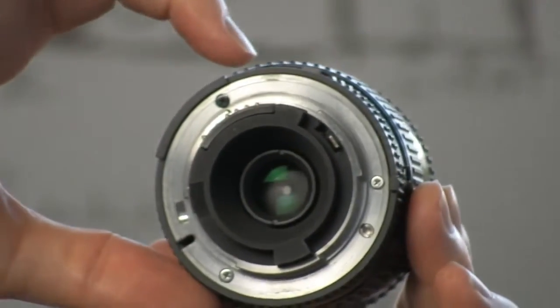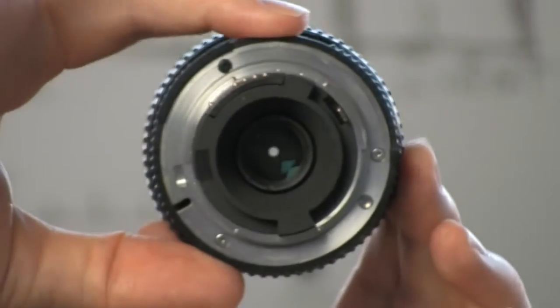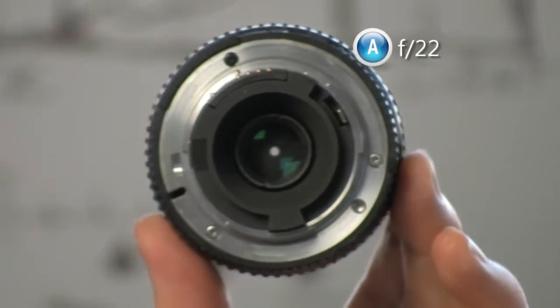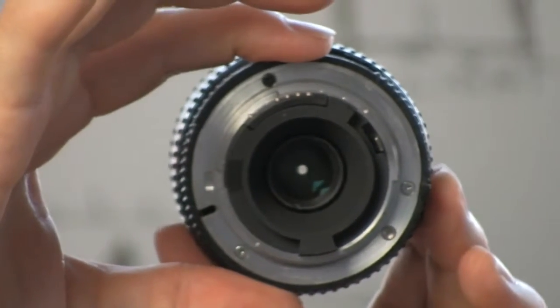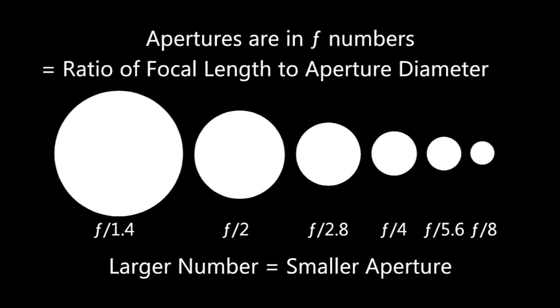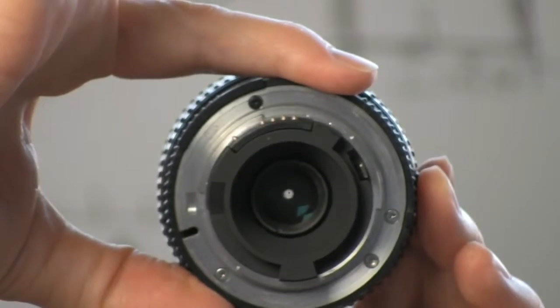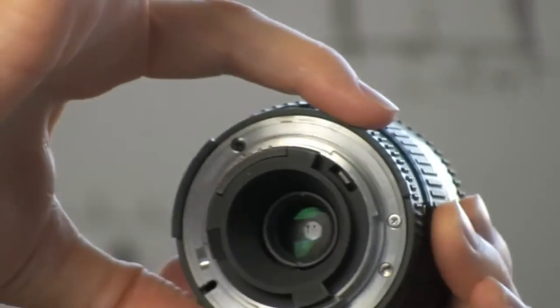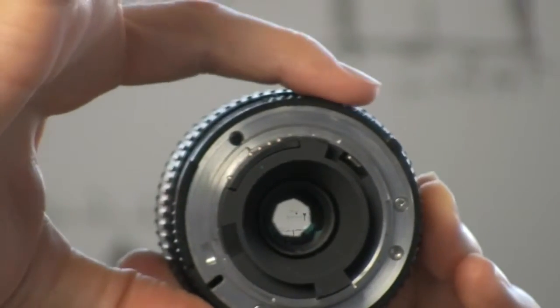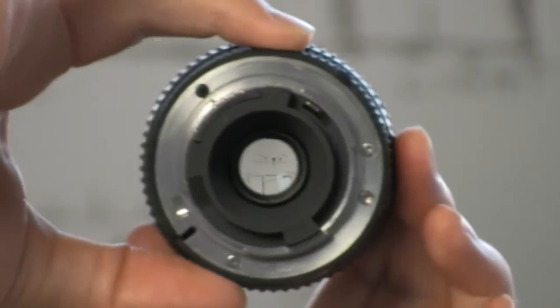So on this particular lens, f22. Aperture is kind of strange. It's a ratio actually, the larger number is a smaller aperture. So it's kind of like a fraction. So if it has a bigger number at the bottom, it's actually a smaller aperture. So f22 is the smallest aperture, and then we click it to f16, 11, 8, 5.6, and then 3.3.